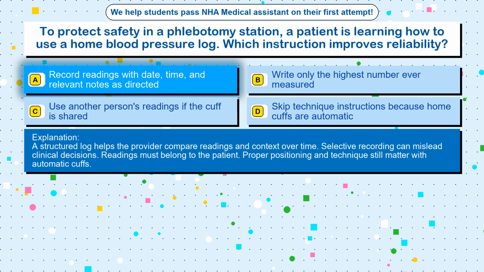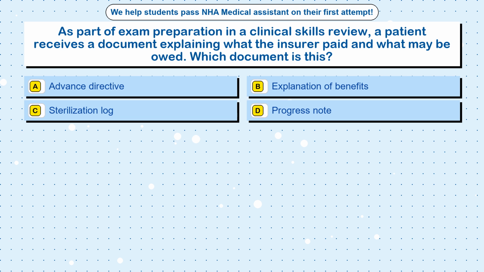Question 35. As part of exam preparation in a clinical skills review, a patient receives a document explaining what the insurer paid and what may be owed. Which document is this? Option A, Advance Directive. Option B, Explanation of Benefits. Option C, Sterilization Log. Option D, Progress Note.